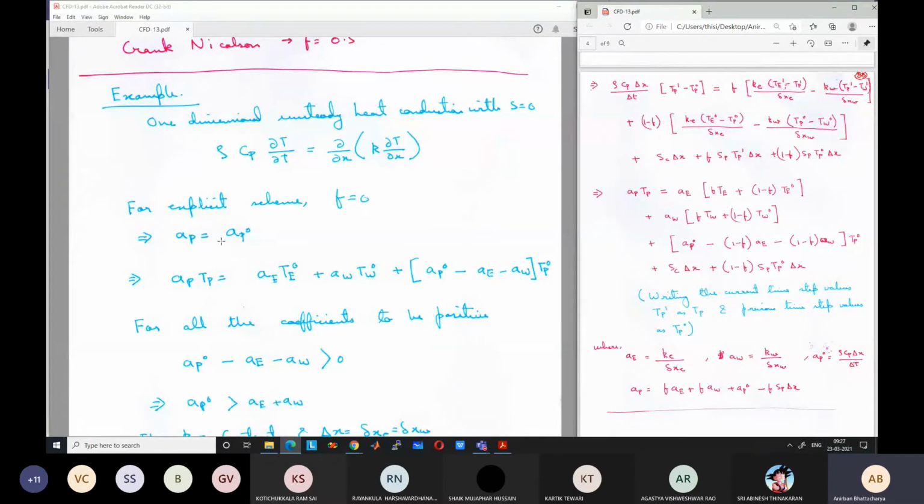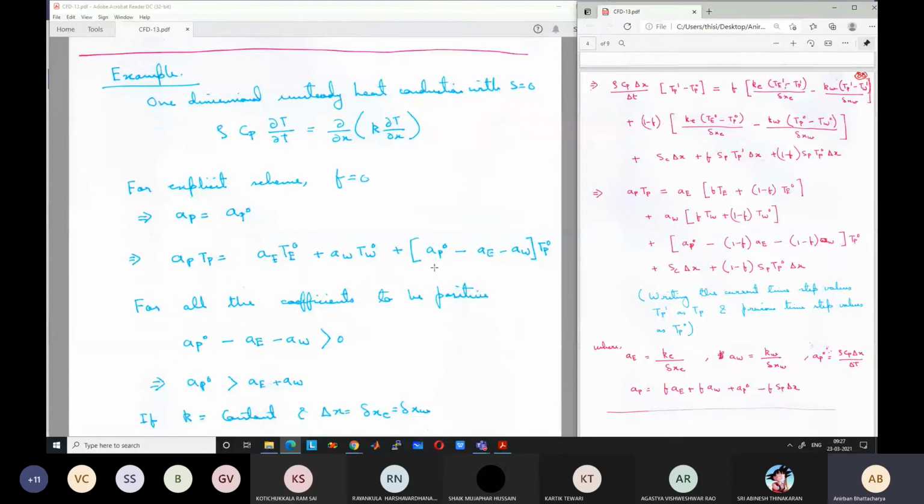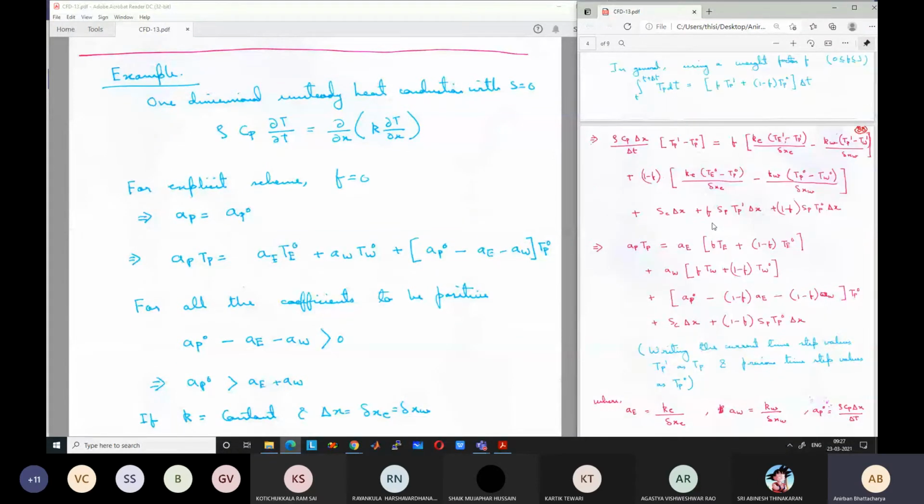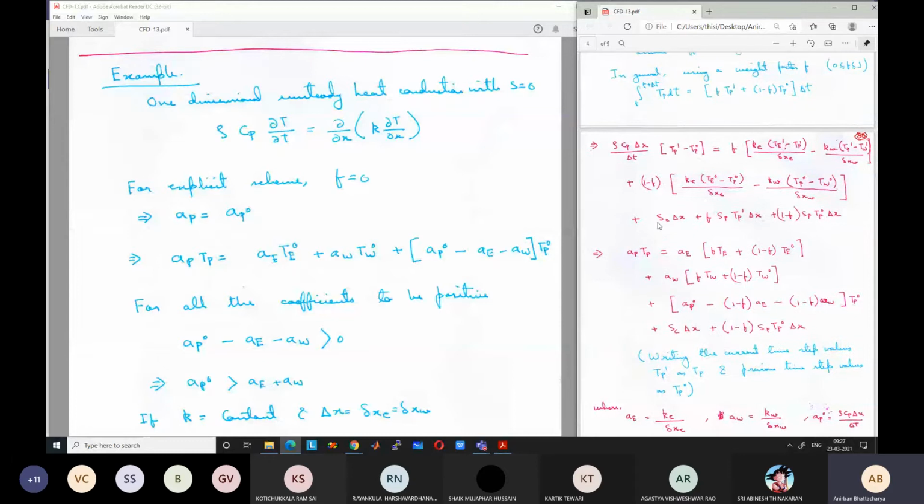So APTP is equal to AETE0, which is a known value, plus AWTW0 plus (AP0 minus AE minus AW) TP0. This can be found if you just simplify and put F equal to 0. Directly also it can be found if you put F equal to 0. So this term vanishes, and this term also vanishes. You are left with the first and last terms.